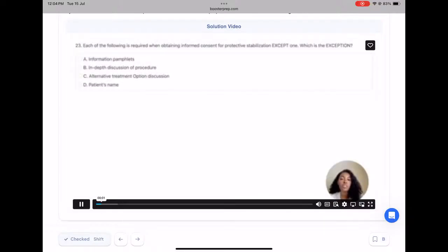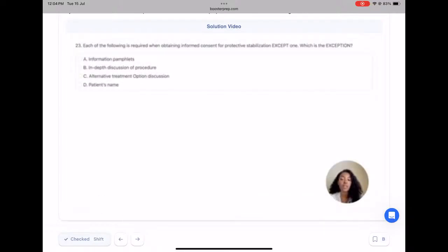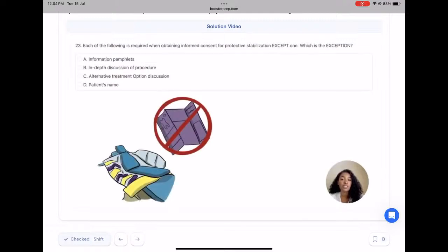Question 23 reads, each of the following is required when obtaining informed consent for protective stabilization except one, which is the exception. Obtaining informed consent is very important when using protective stabilization such as active restraint or using a device and passive restraint. So option B reads, in-depth discussion of the procedure. Explaining the process and why it's necessary to achieve the child's guardian's approval is required. So this would be incorrect.